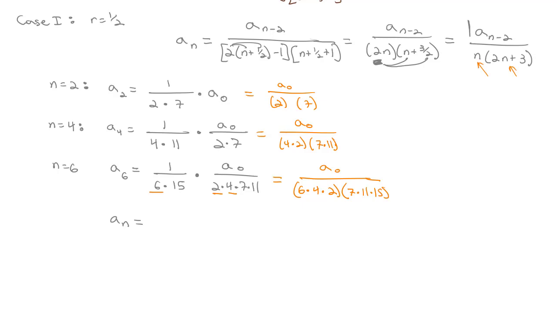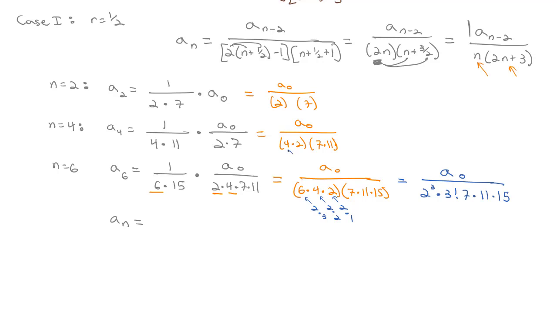What I want to notice is we're multiplying by the evens counting down. If I were to factor out a 2 from each of those evens, what they're going to be multiplied by is a 3, a 2, and a 1. We recognize that as 3 factorial. So I could write this as a sub 0 over 2 raised to the third power, because we factored out three 2s, times 3 factorial, and then we just have the visual pattern of 7 times 11 times 15. We can see that's going up by 4s.